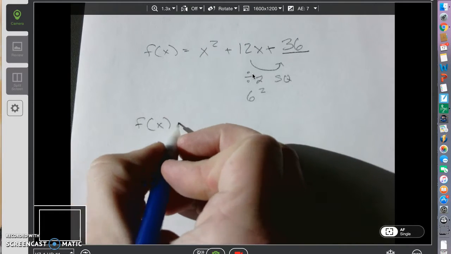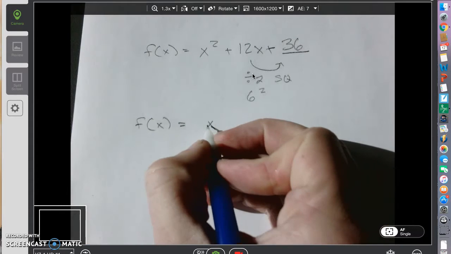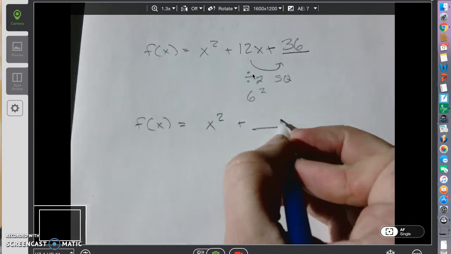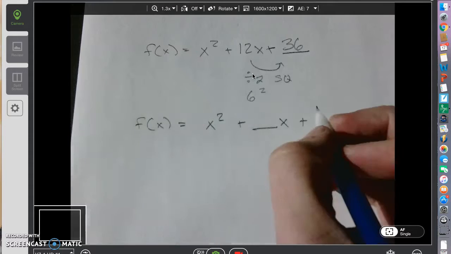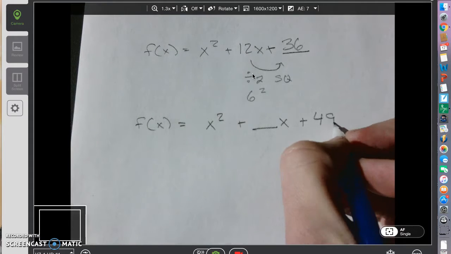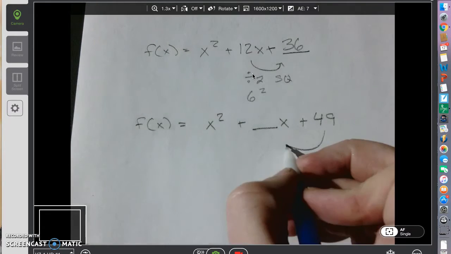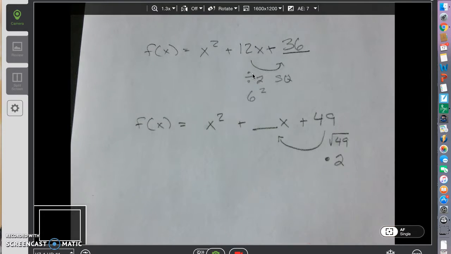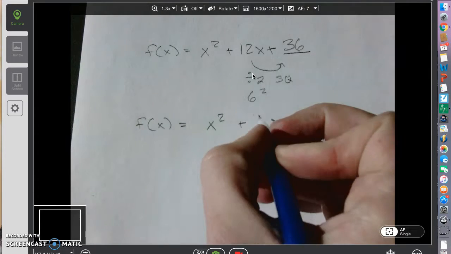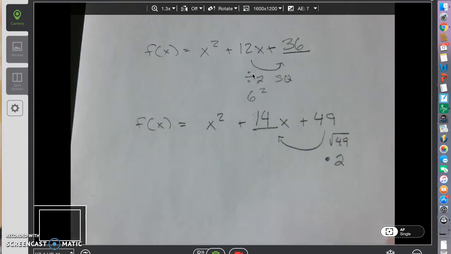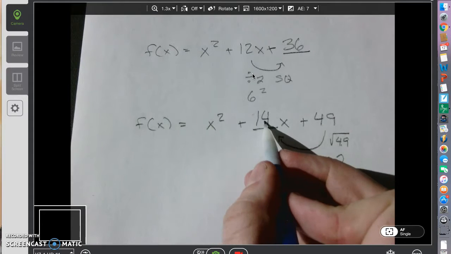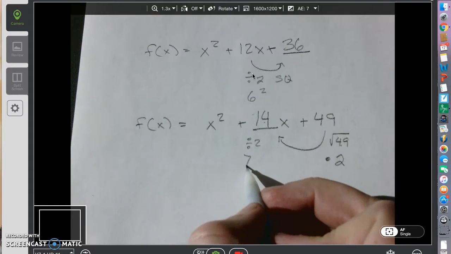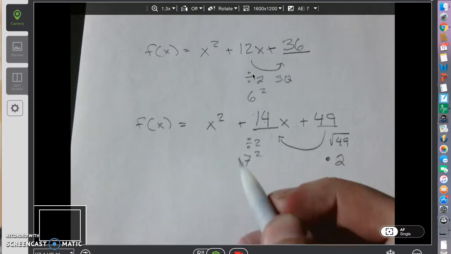Next, if I give you f of x equals x squared plus blank plus, I don't know, 49, okay? To go this way, we take the square root of 49 and then multiply it by 2. So the square root of 49 is 7, multiplied by 2 is 14. Then you can always double check it, go the other way. 14 divided by 2 is 7. 7 squared is 49. Cool, you did it right.